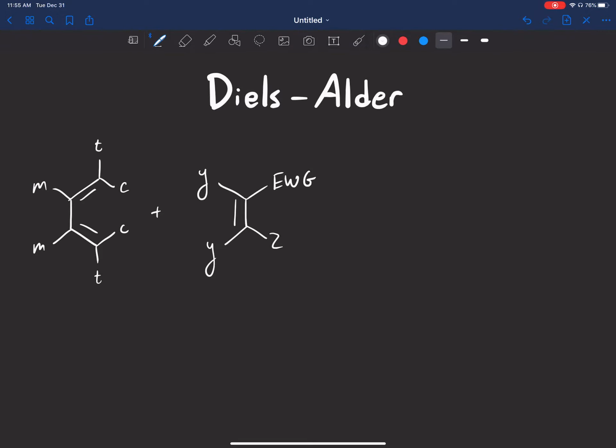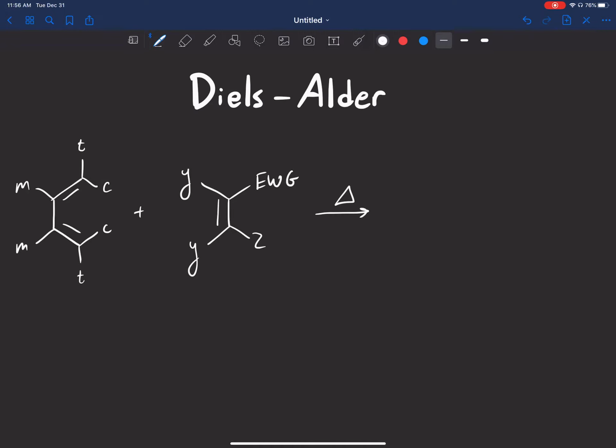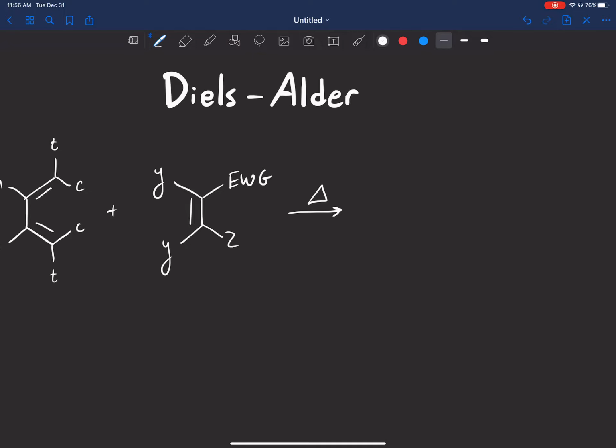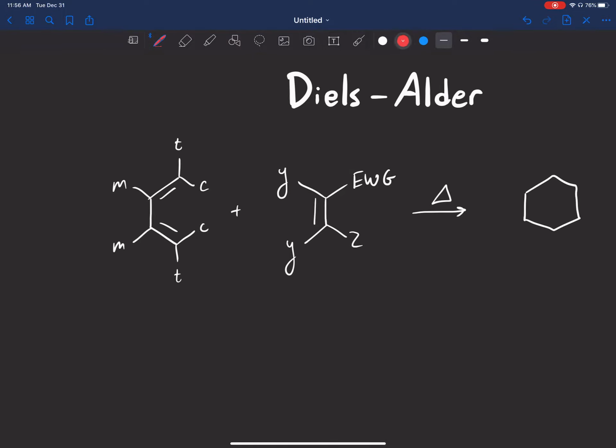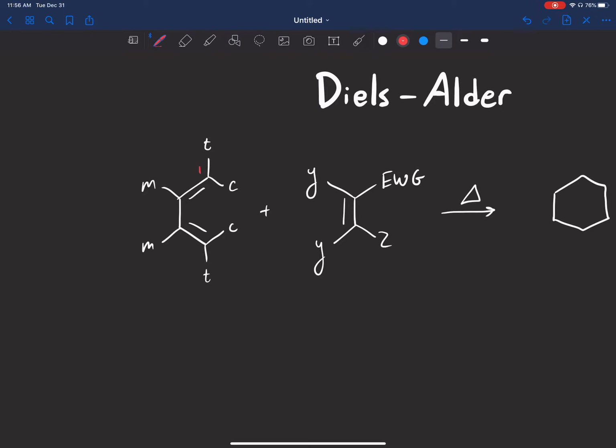So when we have substituents on the diene and on the dienophile, and we do a Diels Alder, we're going to get two products. These are going to be called the endo and then the exo product. So what does this mean? When we do the Diels Alder, here's our 6-member ring that we're getting. And let's number here just to keep it consistent. 1, 2, 3, 4, 5, 6.